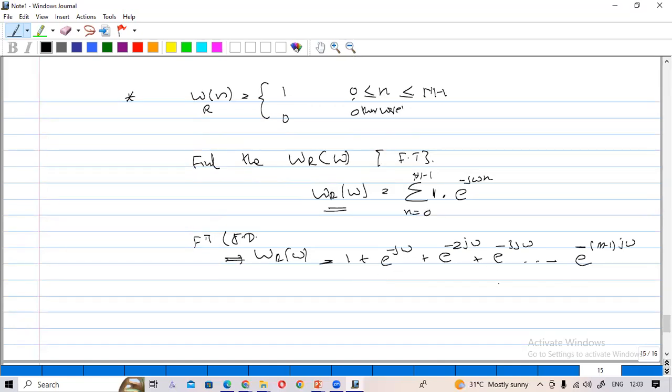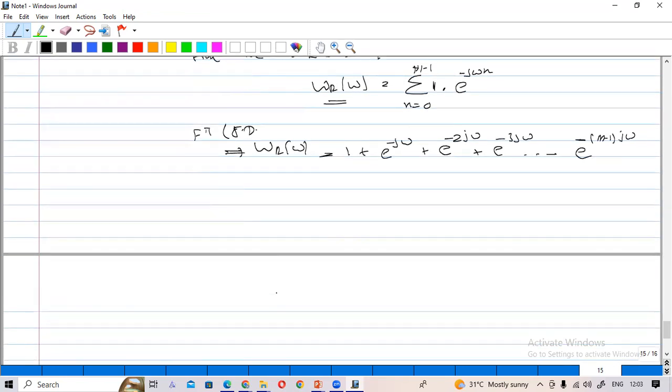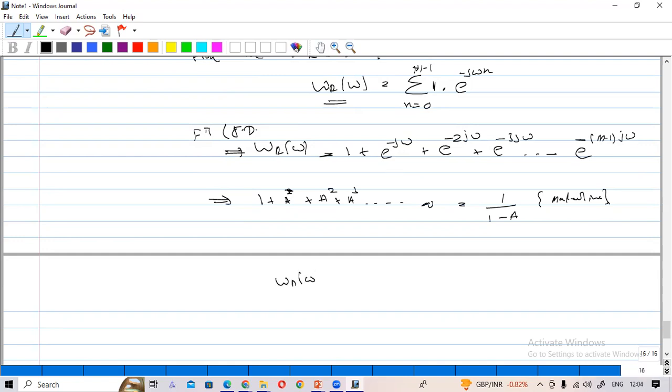So you will have this one. You can get the compact solution to this using an identity. I think we have done it before. This is one expansion, the Taylor series expansion, up to infinity. You can write it as 1 over 1 minus a in this form. So this is the Maclaurin expansion, one of the Taylor series expansions. Using this, you can get the compact value for this W_R(ω).